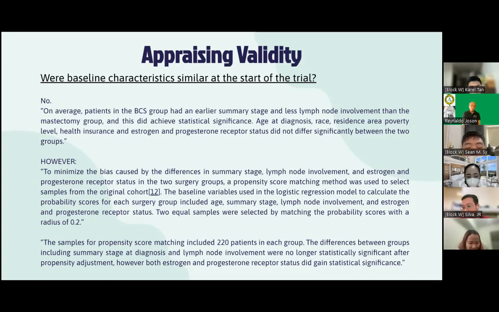And the differences between the groups, including summary stage at diagnosis and lymph node involvement, were no longer statistically significant after propensity adjustment. Therefore, though the baseline characteristics were not similar at the start of the study, they were able to apply statistical manipulation such that the baseline characteristics of the data sets that they were analyzing were not statistically significantly different. Next slide, please.